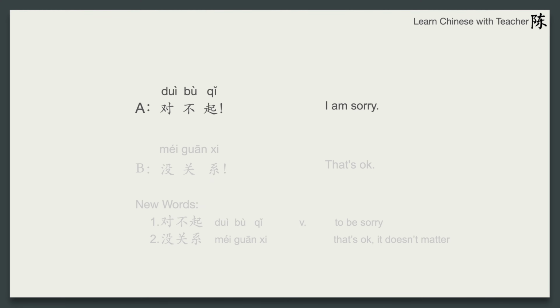The last conversation. 对不起，没关系。对不起 is a verb, means to be sorry. In this conversation, it means sorry or I'm sorry. 没关系 means that's okay, it doesn't matter.